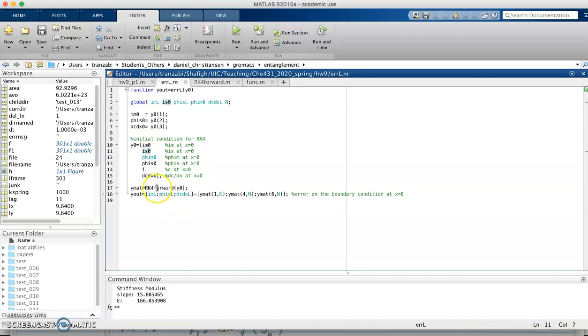I'm going to call an RK4 function, which I grabbed from before, and then I solve the problem from 0 to L. At the end of the solution, at x equal L, I'm going to backtrack and extract the slope at x equal L, potential in the solution at x equal L, and the current at x equal L. These are the current in the matrix.